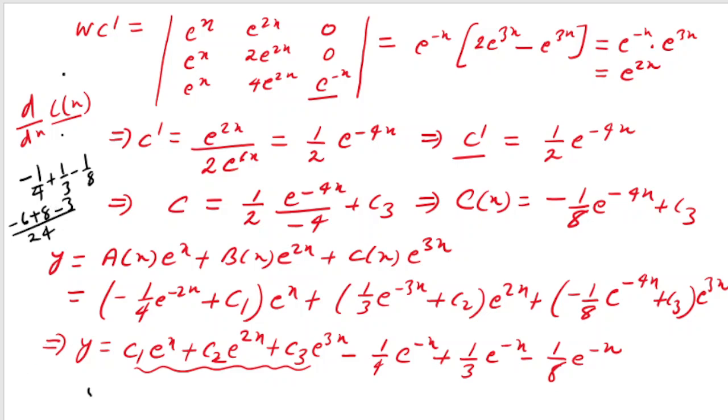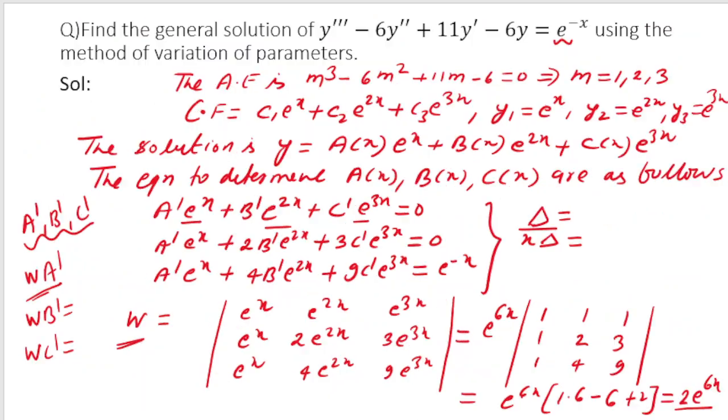So we can write the final solution as y is equal to c1 e to the power x plus c2 e to the power 2x plus c3 e to the power 3x minus 1 by 24 e to the power minus x. Okay, so this is how you can solve a third order linear differential equation with the help of the method of variation of parameter. I repeat the whole thing quickly so that there is no confusion.